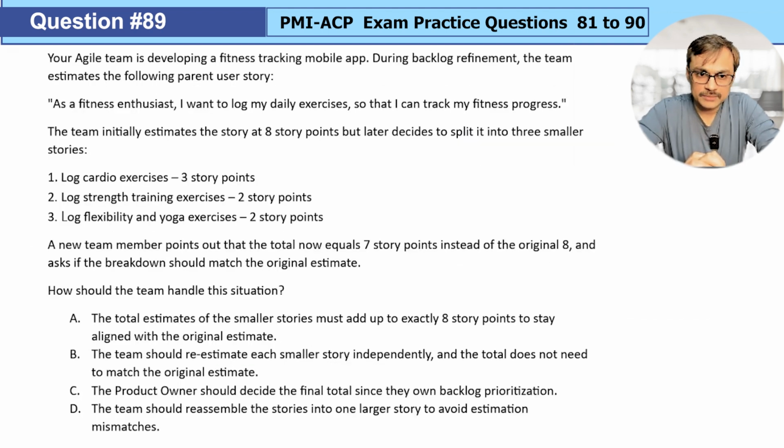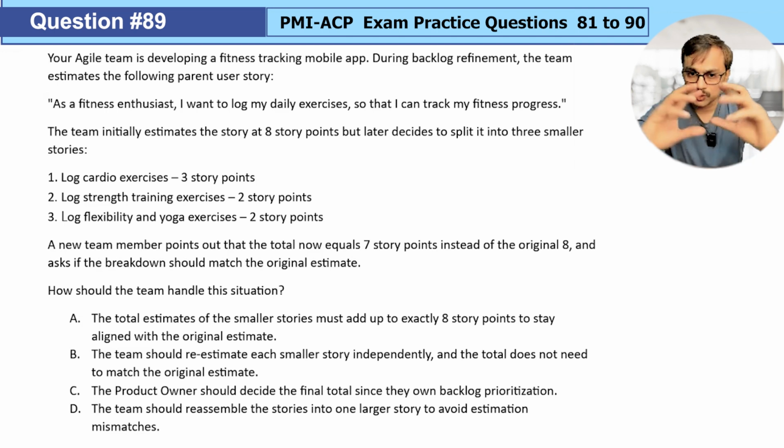Your agile team is developing a fitness tracking app. During backlog refinement, the team estimates the following parent user story. As a fitness enthusiast, I want to log my daily exercise so that I can track my fitness progress. The team initially estimated 8 story points, but later decided to split it into 3 smaller stories: log cardio exercise, log strength training exercise, log flexibility and yoga exercise. So 3, 2, 2 are the story points. A new team member points out that the total now equals 7 story points instead of the original 8 and asks if the breakdown should match the original estimate.